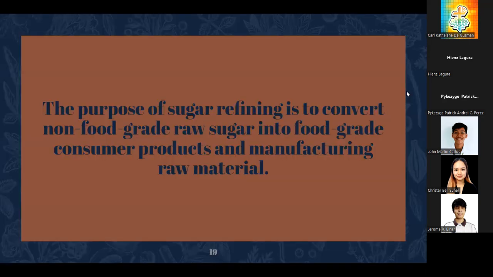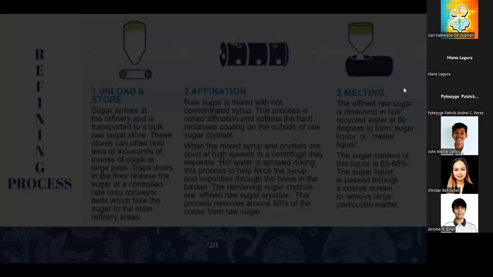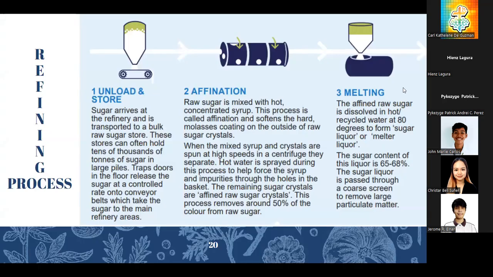The purpose of sugar refining is to convert non-food grade raw sugar into food grade consumer products and manufacturing raw material. The first refining process is unload and store. Sugar arrives at the refinery and is transported to a bulk raw sugar store. These stores can often hold tens of thousands of tons of sugar in large piles. Trap doors in the floor release the sugar at a controlled rate onto conveyor belts, which take the sugar to the main refinery areas.